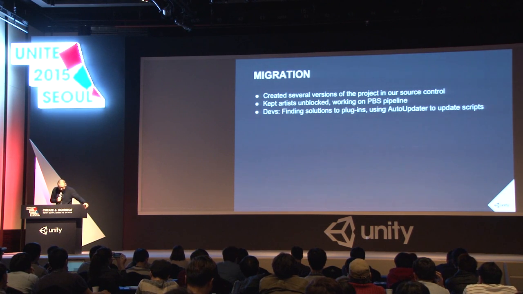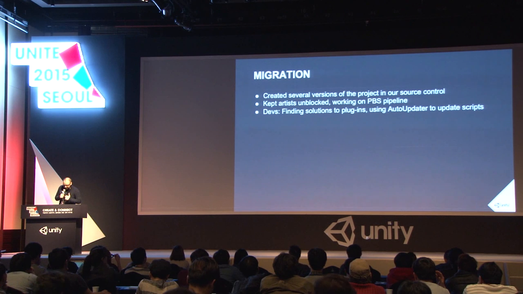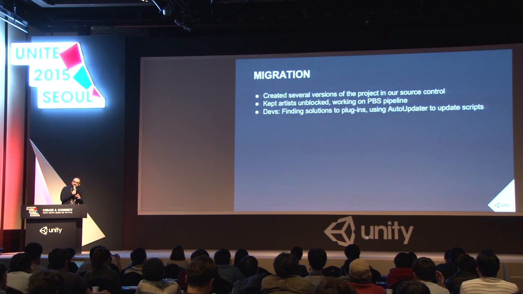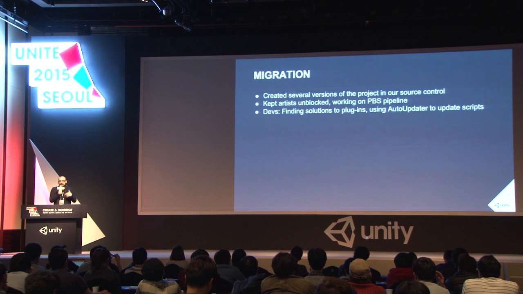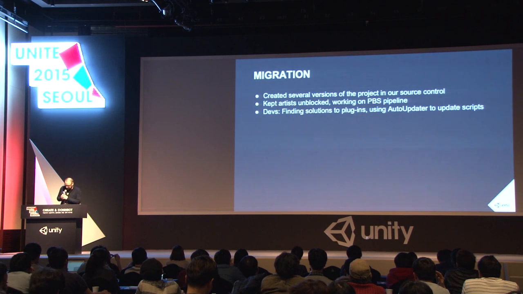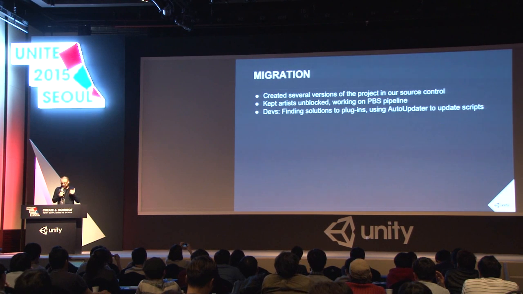And that special Unity 5 branch at the start was a stripped-down version of Unity 5 with all the plugins ripped out. And this allowed the artists to start testing out what physically based shading meant, and just learn without having to worry about crashes and everything. And then meanwhile, our programmers were fixing the branch and adding plugins very slowly and working on script updates.